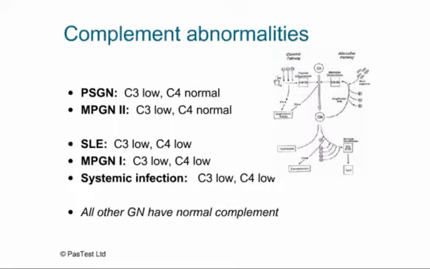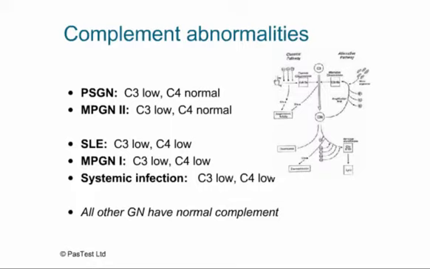So the 2 patterns are, as illustrated in the upper portion of the slide, a low C3 and a normal C4 that we see in post-streptococcal GN and MPGN2, and then in lupus and MPGN1 you see a low C3 and a low C4. And also in overwhelming sepsis, you can see a low C3 and a low C4. So if you can keep those in mind and remember that in all the other glomerulonephritides the complement's normal, then you can generally tackle most questions that talk about complement abnormalities in glomerulonephritis.